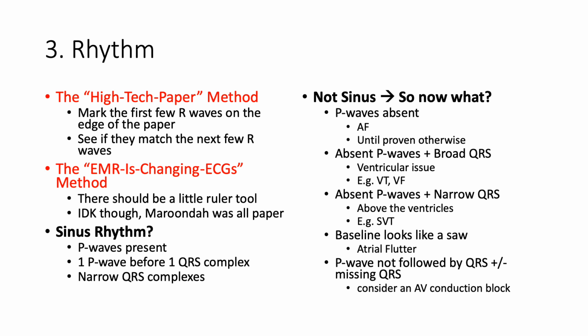I don't know what happened or what you guys heard or what got cut off, but the paper method is when you just mark a few of the R waves and then move that piece of paper along. Sometimes it doesn't exactly match, and you might have a bit that matches and a bit that doesn't, but you should be able to see if it's really quite irregular.